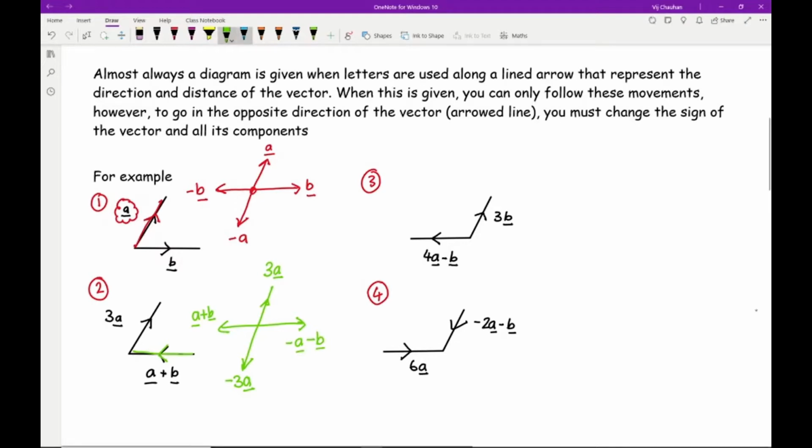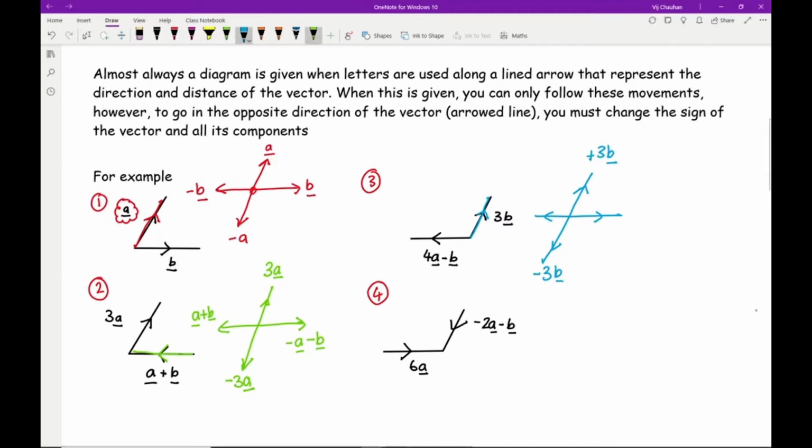Now if you move on to question 3, again I'm going to go up, down, left, right, because I'm just going in the opposite directions. So looking at this diagram, to go up, that's positive 3B. And to go down, it's going to be the opposite, so I just change the sign, so it's minus 3B.